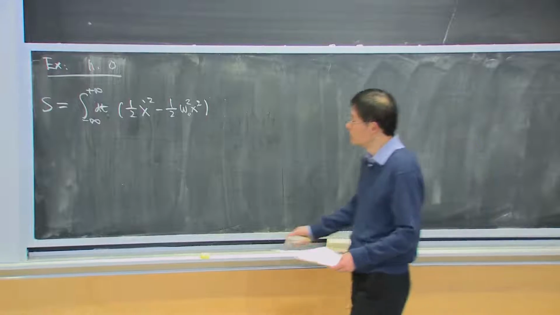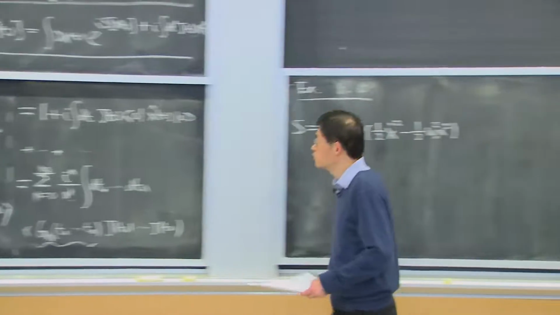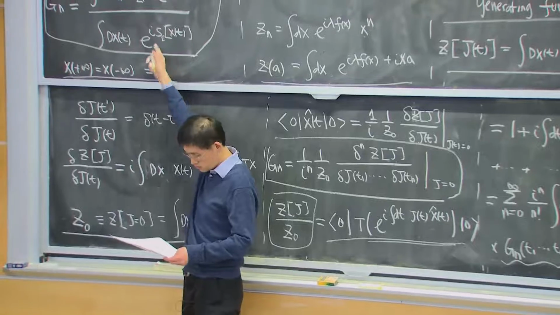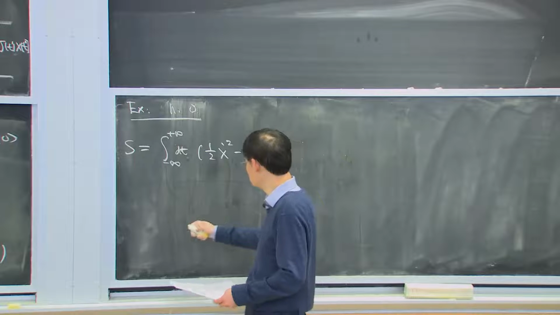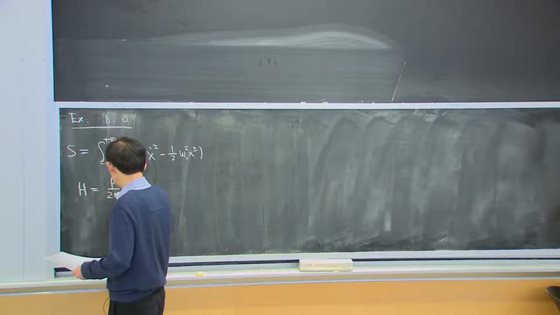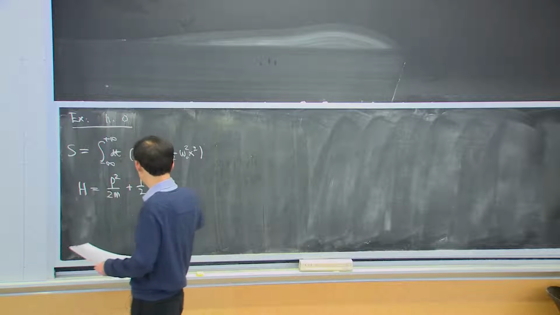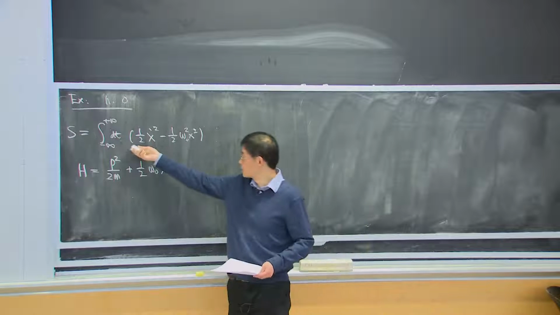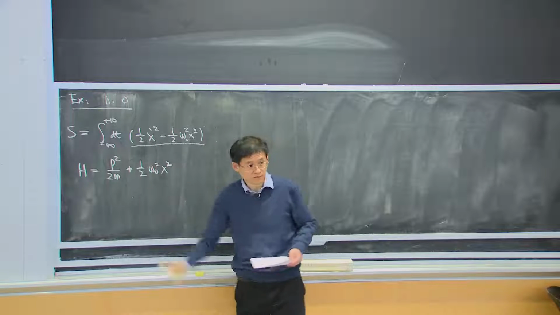Good. So now, to compute this object, we first need to understand what this S epsilon is. Remember, for the harmonic oscillator, the Hamiltonian is p squared divided by 2m plus 1/2 omega 0 squared x squared. Here is the Lagrangian, and this is the Hamiltonian. They are related by the Legendre transform.